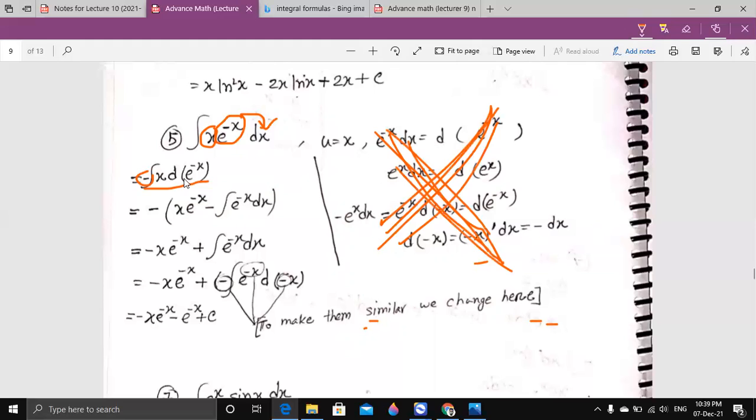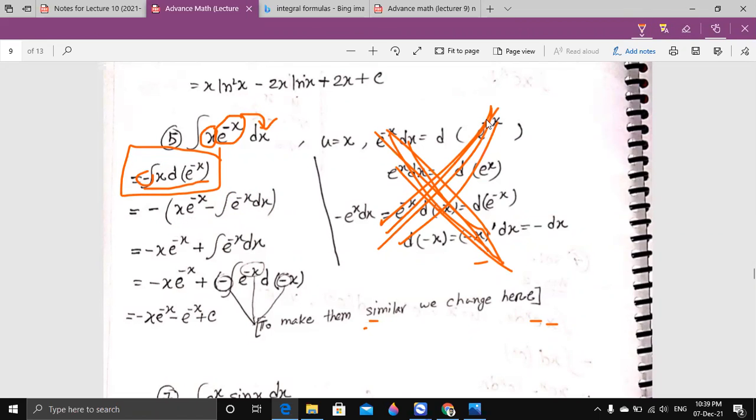Now integration of x times e to the power minus x. This is the integration by parts formula, right? So it will be u multiplied by v minus integration of v multiplied by du. Okay.